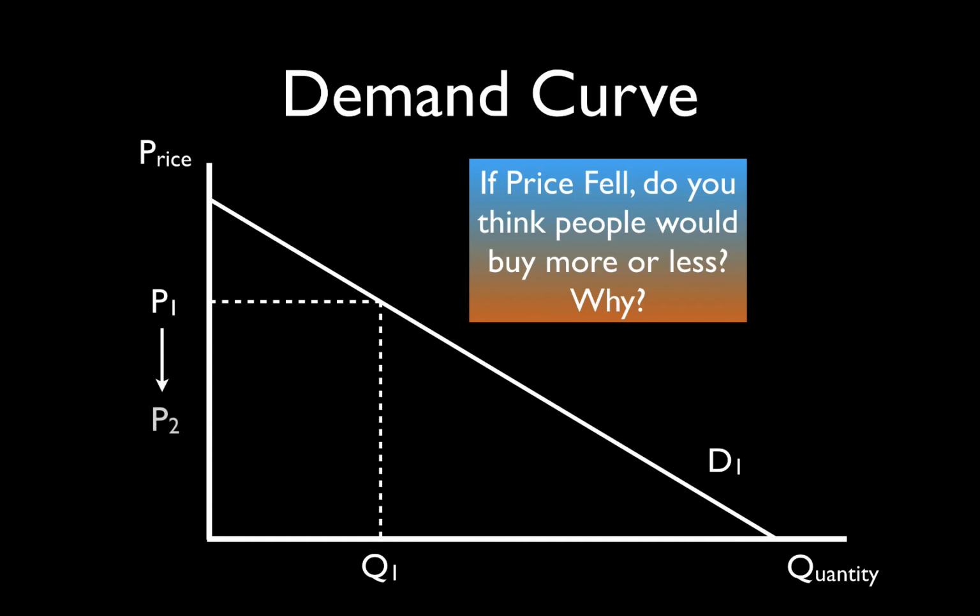So if the price falls, we go straight out to the demand curve, straight down, and we get Q2. What I want you to see is that because P2 is below P1, this price is lower. And because Q2 is further to the right than Q1, this is a greater quantity. This should make sense. Why? More people can afford it, it's relatively cheaper, and they have to pay less money to get the same amount of marginal utility.